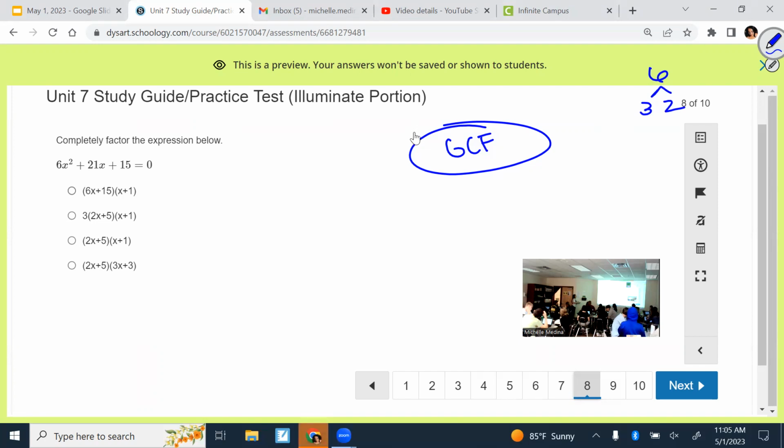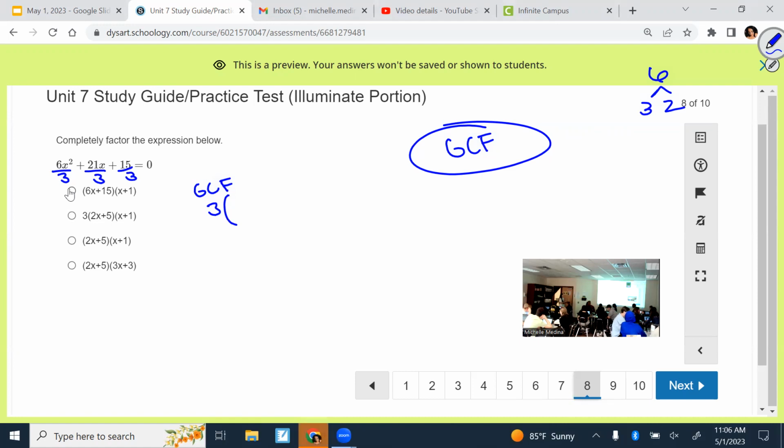So when you have a GCF, where does it go? Off to the side. Right. So outside parentheses is what I'm looking for. And then inside is what you get from dividing each term by the GCF. Now on the study guide, you can tell from just that step alone what your answer is going to be.